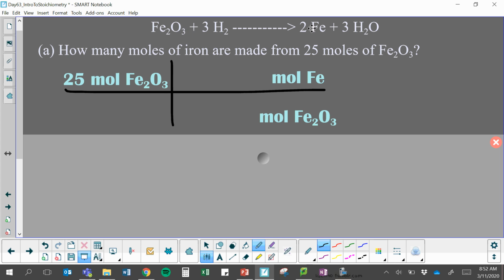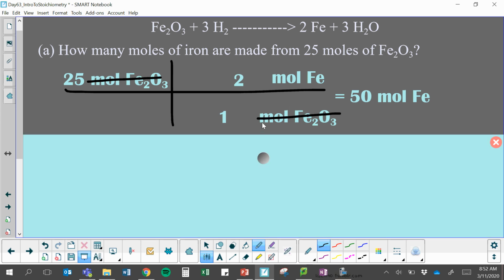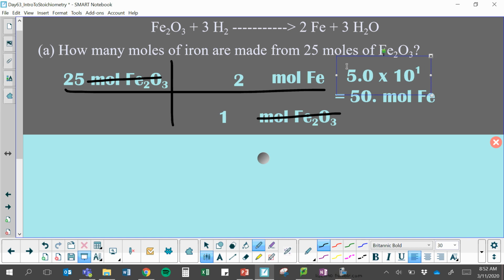And then we'll look up at our equation. We see that to make 2 moles of iron, we need 1 mole of iron 3 oxide. So if we do 25 times 2 divided by 1, we're going to get 50 moles of iron, because remember that these units cancel. And we need to check sig figs. So this number has 2 sig figs, and our number right now only has 1 because this 0 is not significant. So we could add a decimal place to show that it's significant, or you could write it as 5.0 times 10 to the first power. Either way would show that.